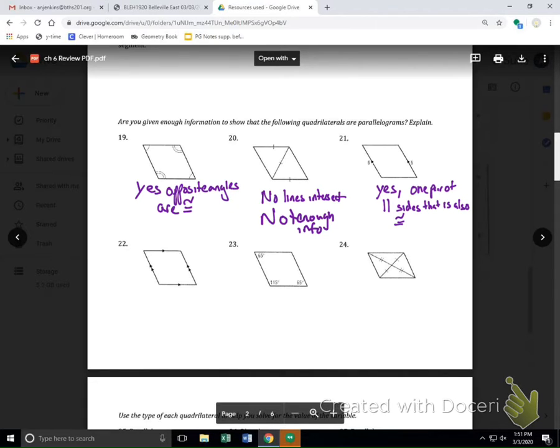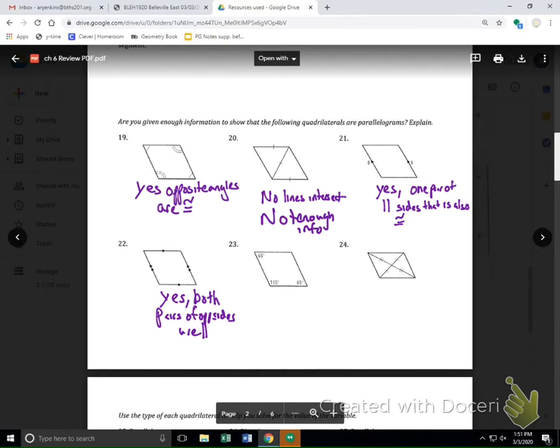Okay, number 22. Is this going to be a parallelogram? Yes. How do you know? All the sides are parallel. Yep, both pairs of opposite sides are parallel.